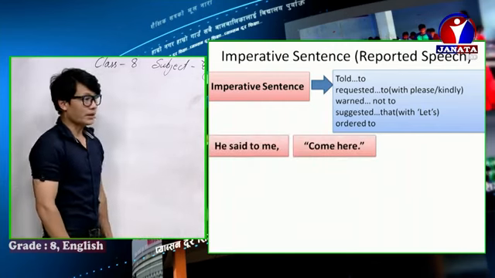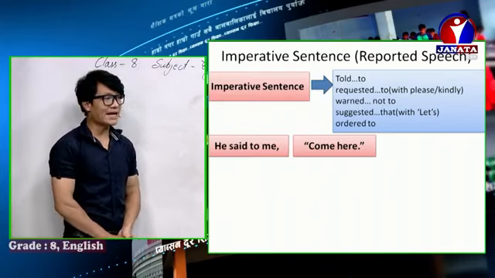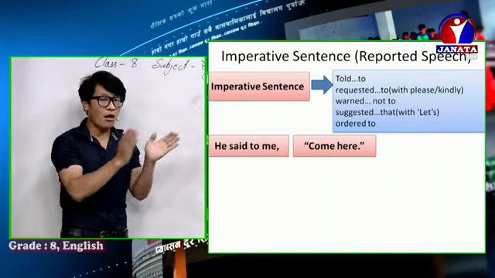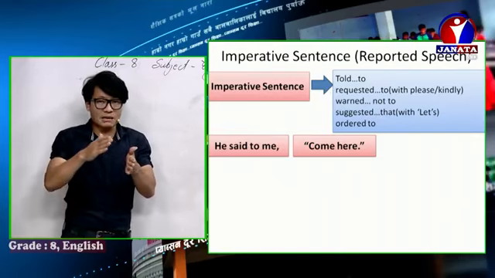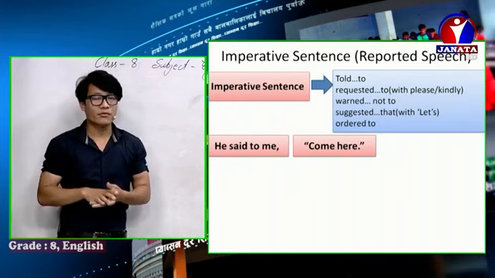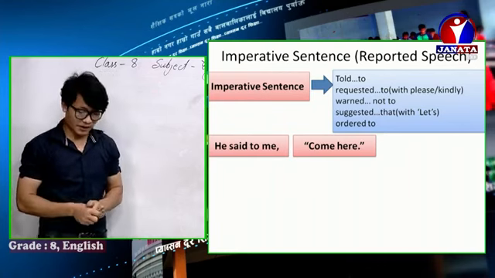He said to me, come here. Come here is an imperative sentence because it starts with the main verb come and ends with a full stop. He said to me, come here.